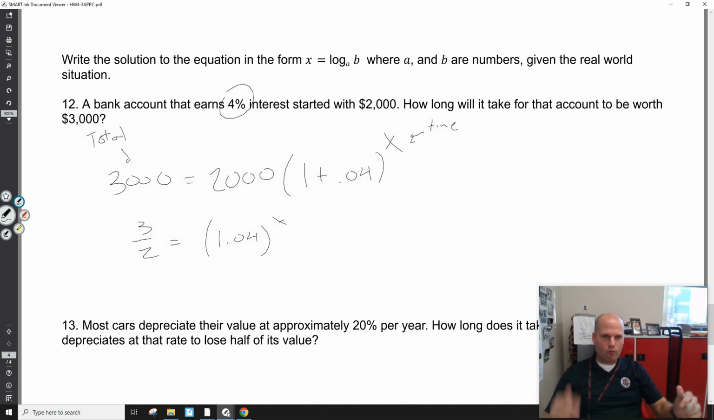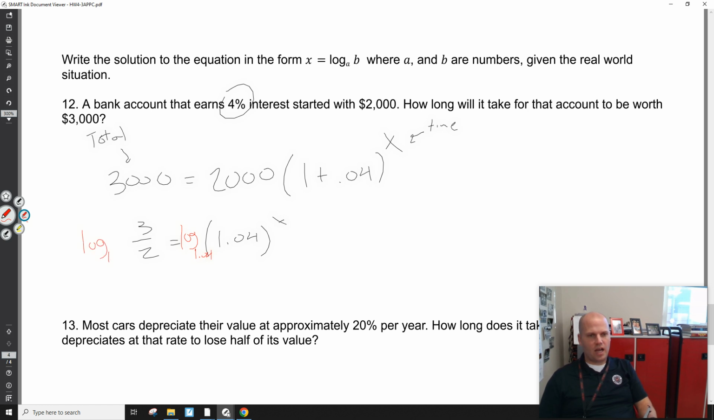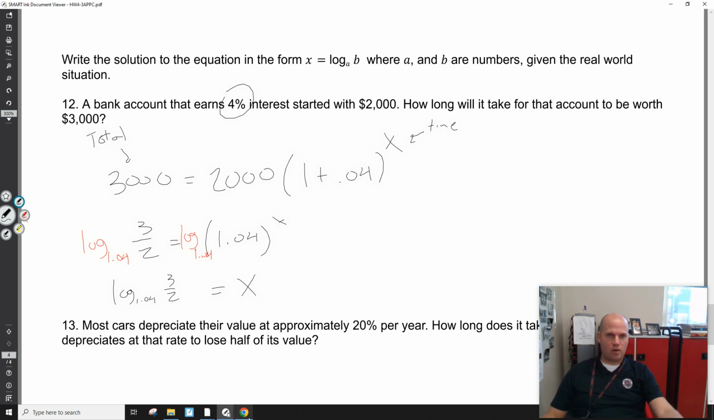How can we solve for x? Take the log base 1.04 of both sides. It will get rid of the 1.04, just leave you with x. Log base 1.04 of 3/2. And I'm going to plug this in because I want to know the answer.